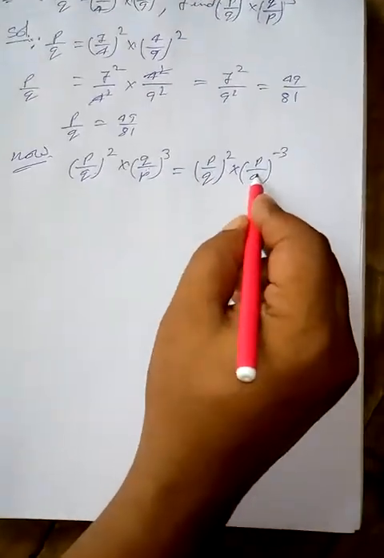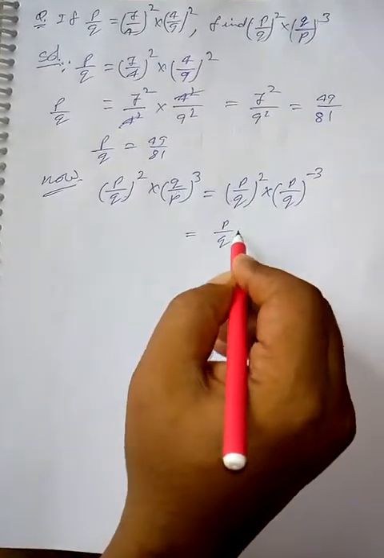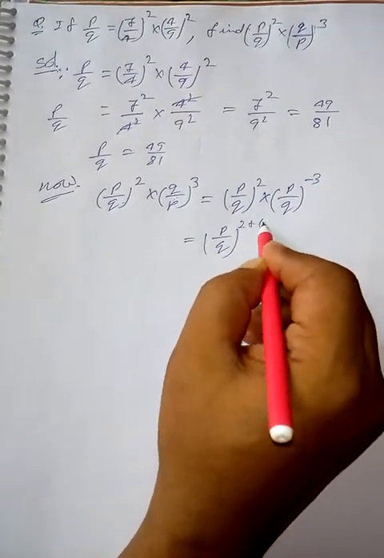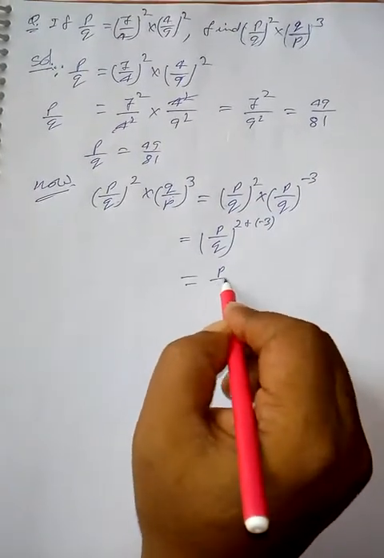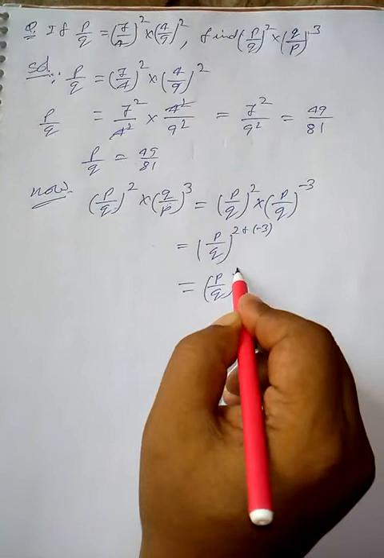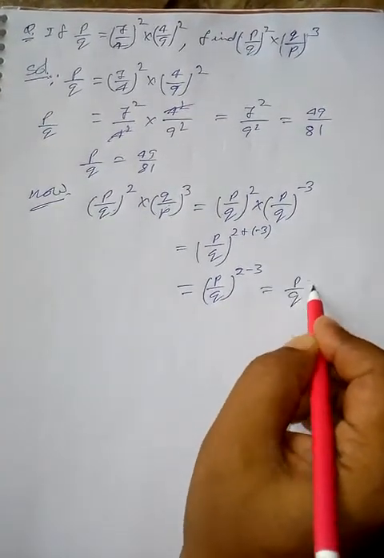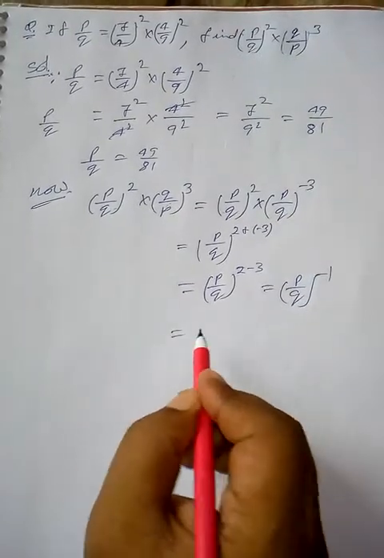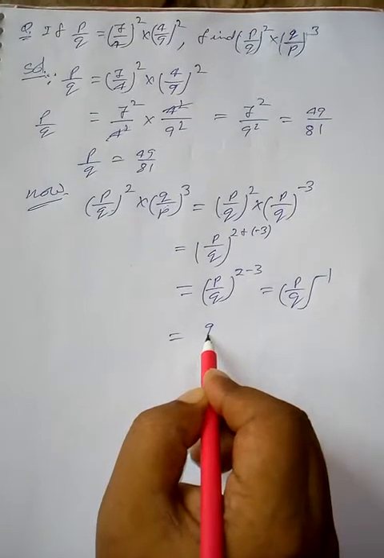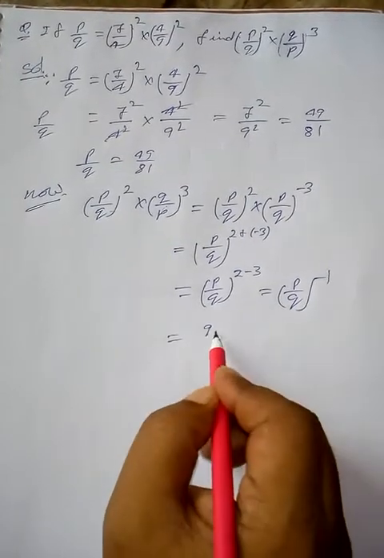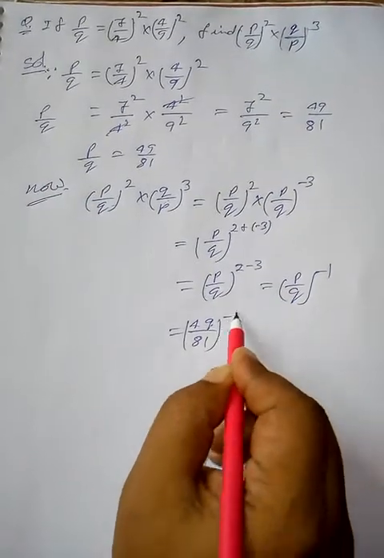Since bases are same and multiplied, exponents will be added. So P upon Q raised to power 2 plus minus 3, that is P upon Q raised to power minus 1. So we can put the value here now. P upon Q is 49 by 81 raised to the power minus 1.